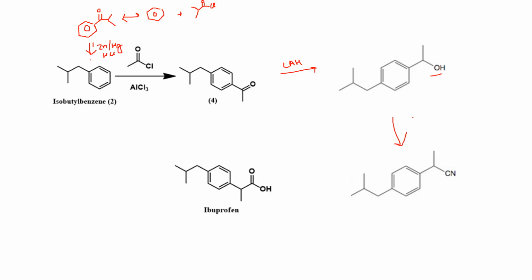Then if you perform a substitution reaction by using SOCl2, followed by KCN, in the next step if you use KCN, this OH group will be replaced by this CN. Again, if you perform acidification, this CN group will be hydrolyzed and we will get acid. I hope it's clear.